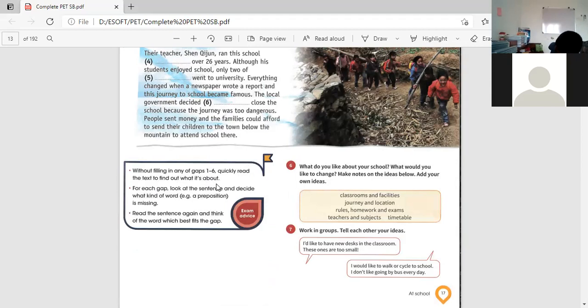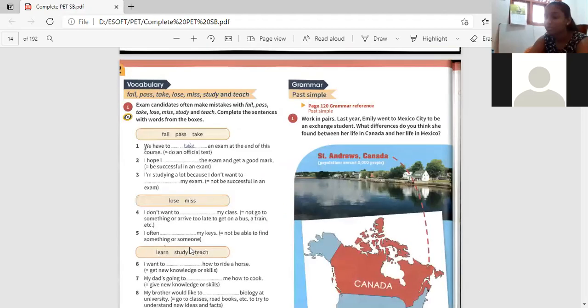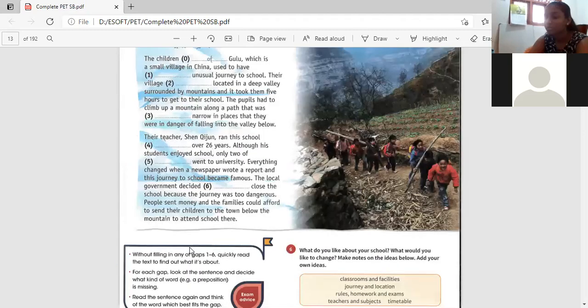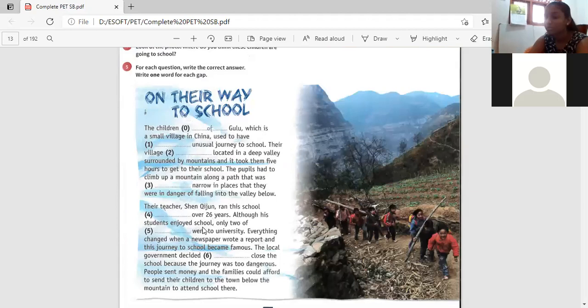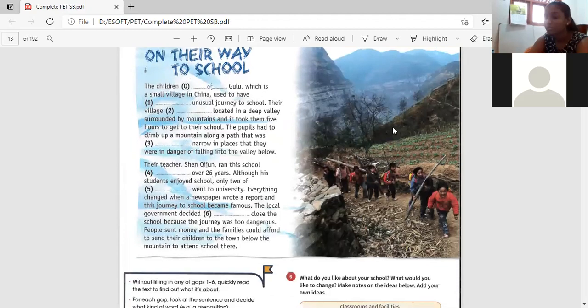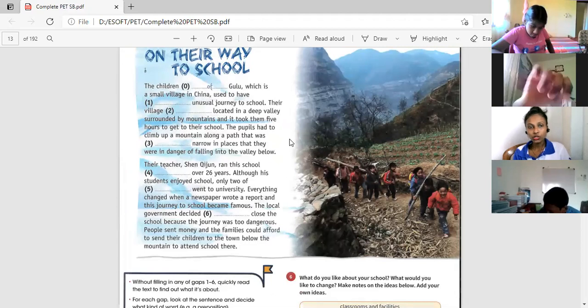For each gap, look at the sentence and decide what kind of word is missing. You read the text and then you decide what type of word you need to fill. If it is a preposition or a verb or a be verb or a pronoun, like that. Read the sentence again and think of the word which best fits the gap. Okay, so here you don't have answers. You need to read the text without filling the blanks. Then you need to decide what type of word you have to fill.